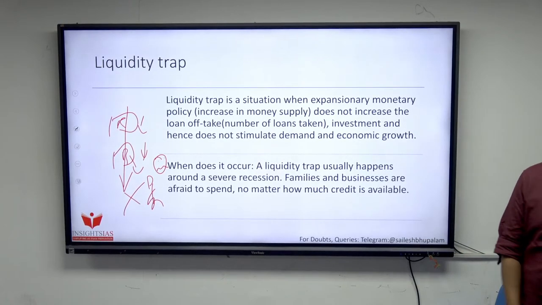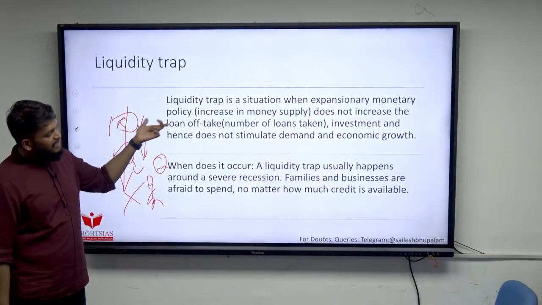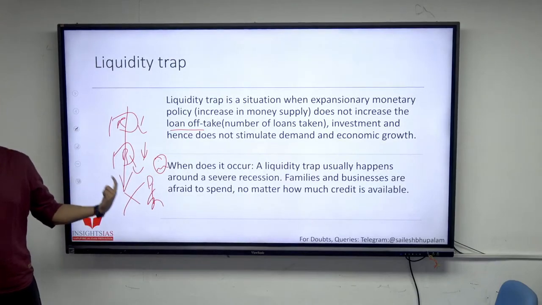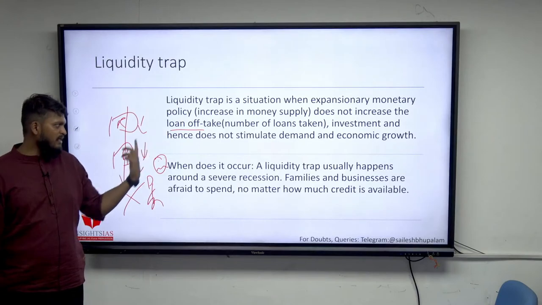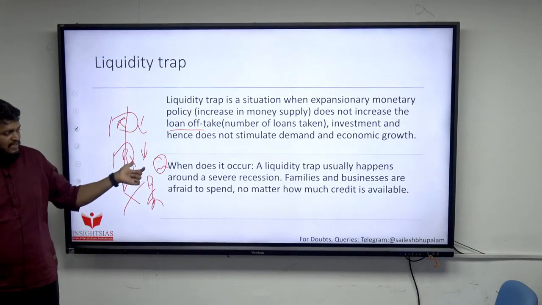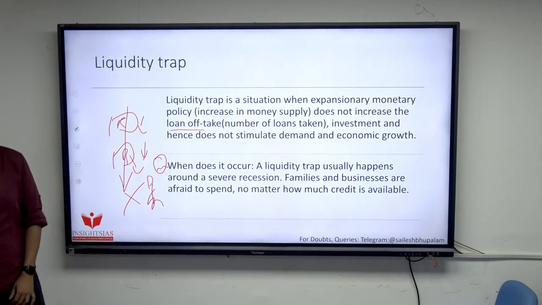You understood this? Liquidity trap is a situation when expansionary monetary policy, that is increase in money supply, does not increase the loan offtake. Offtake means people are not taking these loans from the banks. Number of loans taken are not increasing. Investment is not increasing. Hence it does not stimulate demand and growth. When does it occur? Usually around a severe recession. Around a recession means before, after, during. This is when it will happen.